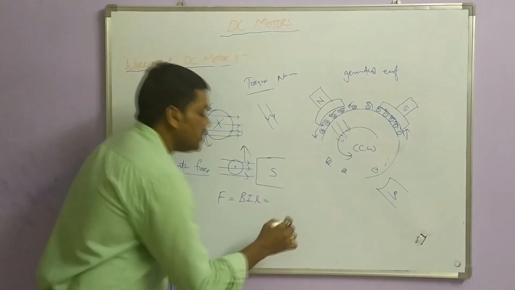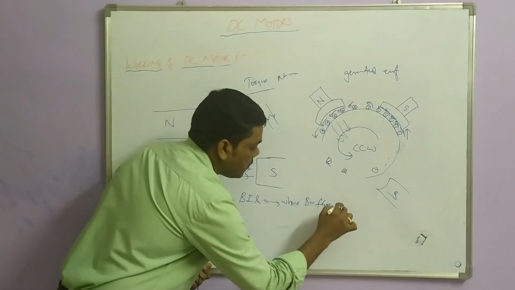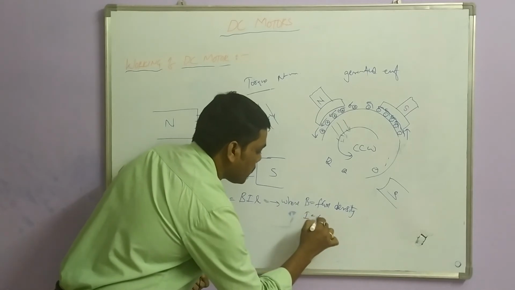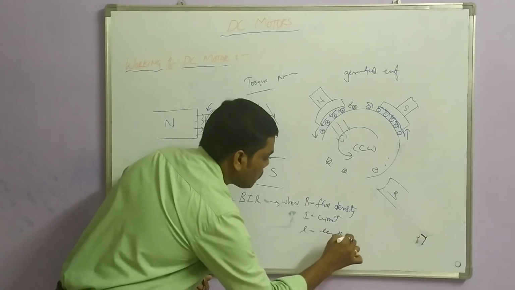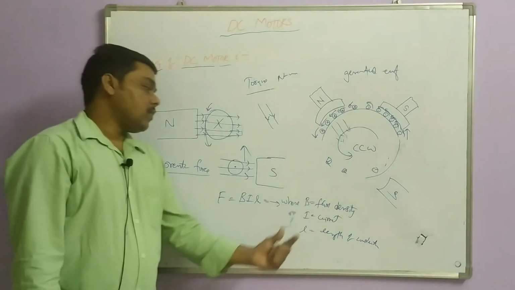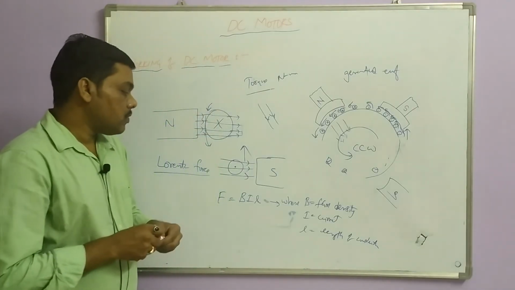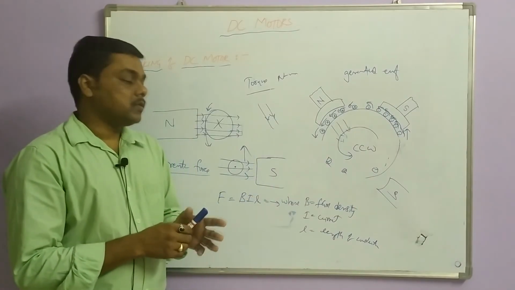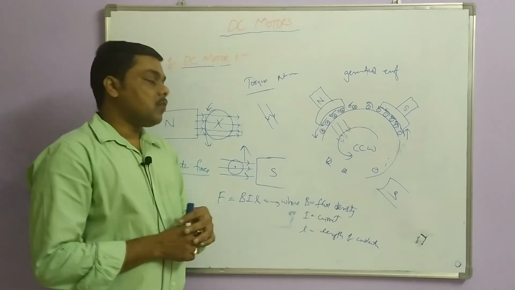What is B? B is the flux density, I is the current, and L is the length of the conductor. So flux density, current and length of the conductor: the total product gives the force. That means the length of the actual conductor is multiplied by the current carried by the conductor and the flux density.